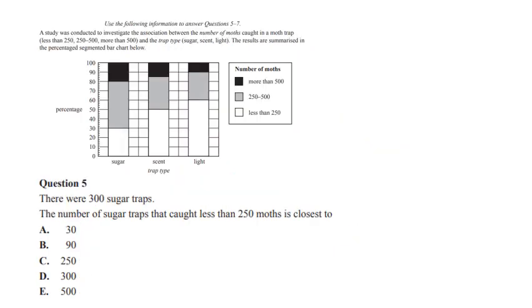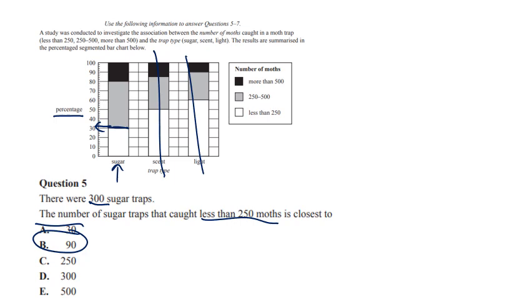Okay, so this one says there are 300 sugar traps, and we want to look at less than 250 moths. So we're not looking at scent or light, we're just looking at the sugar. We can read off the graph, it's 30, but it's 30%. So it's not 30. Now, if you think about this, if it was 30 in 100, it'd be 60 in 200, it'd be 90 in 300. Or 3 lots of 30 is 90. So that's the easy way to answer that one.